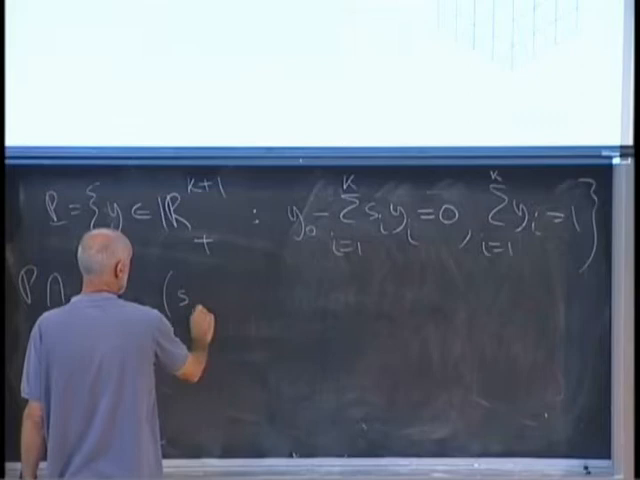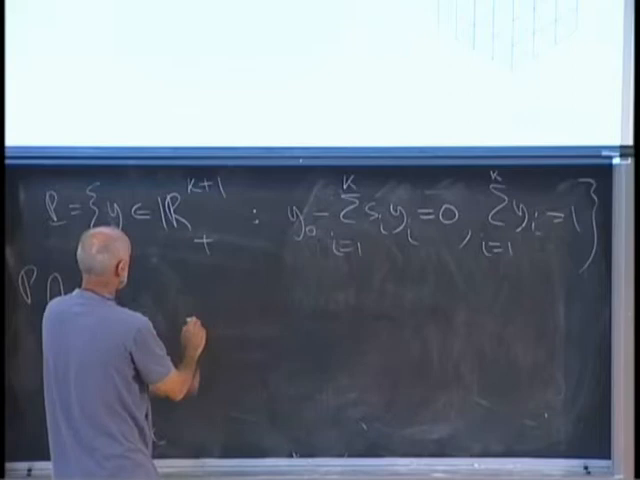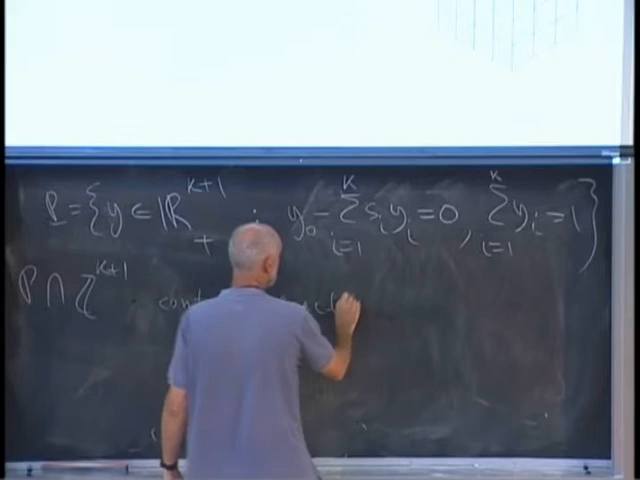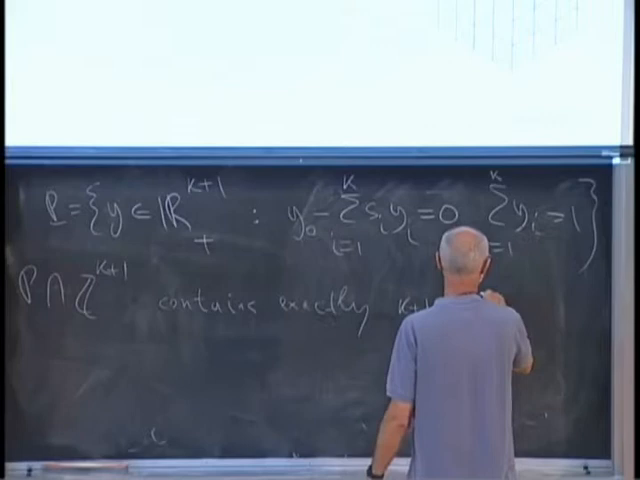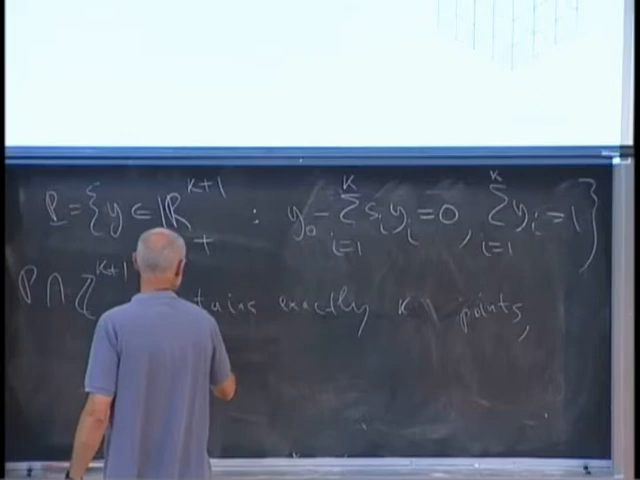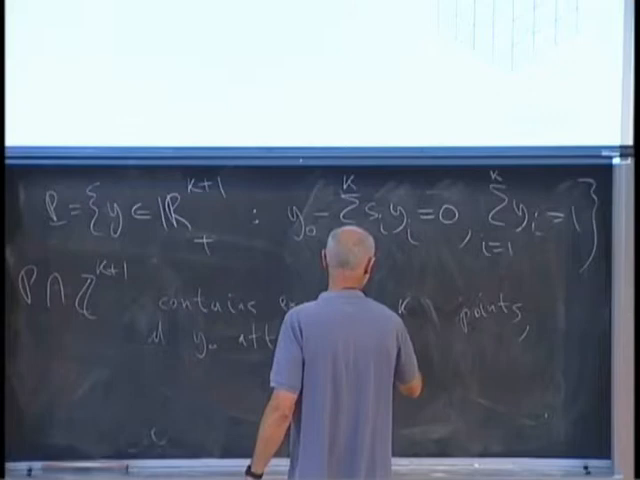So y contains exactly k plus 1 points, integer points, k points, and y0 attains precisely the values s1 through sk.